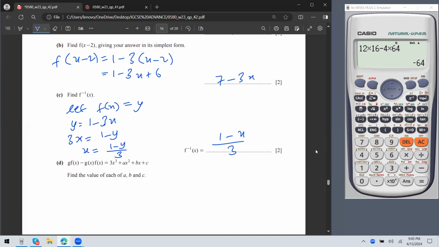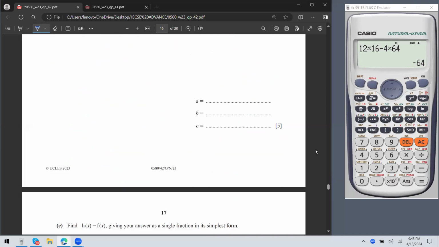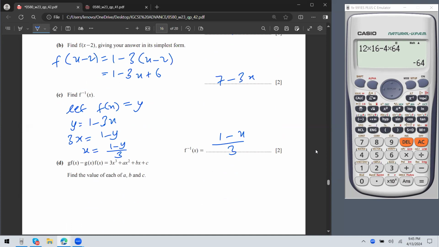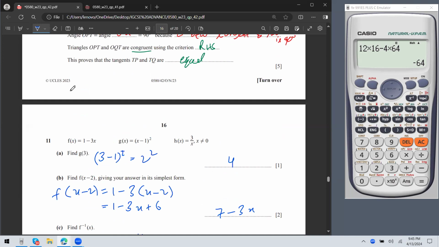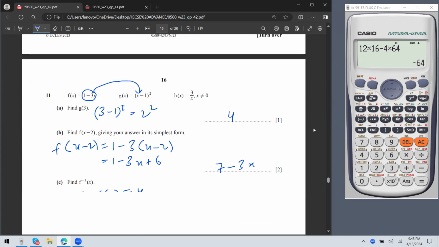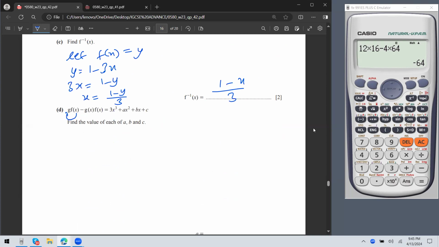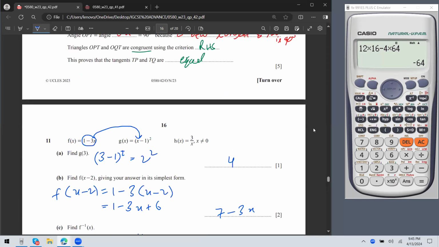Now this part is long. This is 5-mark question, okay? You can spend some time here. First, g of f of x. That means you need to put the f function inside the x value of g. What was g? G is x minus 1 whole square. So this whole thing, f of x, is going in the place of x here. Is it g f of x or f g of x? G f of x. F function is going to be the input for the g function.